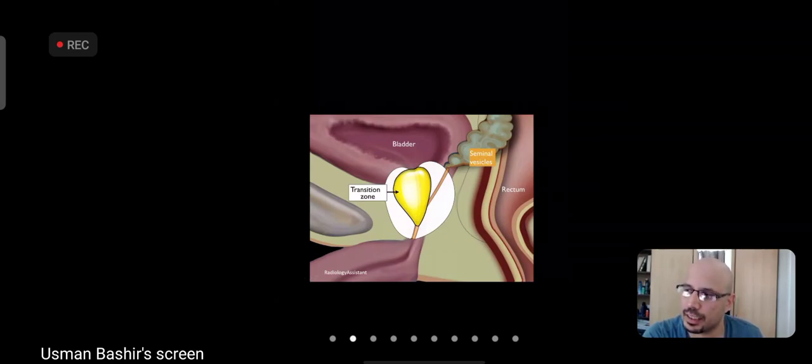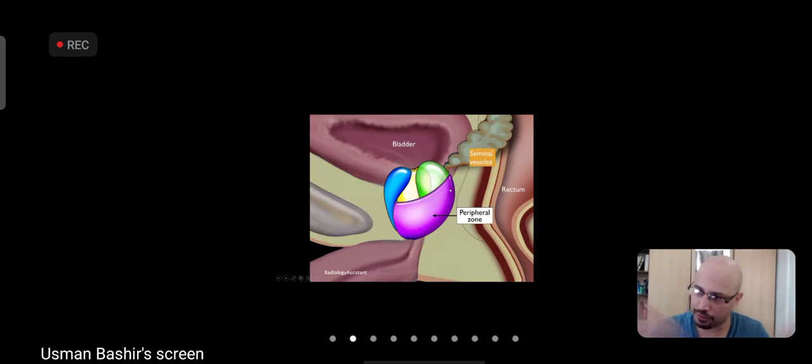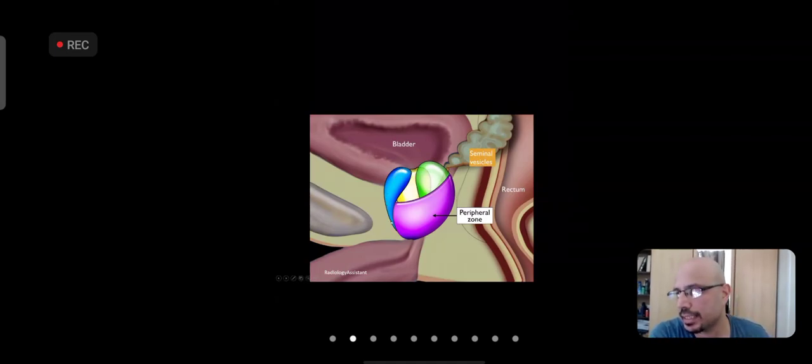I'll show you. So remember, the transitional zone is around the urethra. The peripheral zone is literally coming outside, and the central zone is that inverted teardrop shaped structure, which envelops the ejaculatory ducts, and it converges down like this. The peripheral zone is the bit of the prostate that cups it, and this is the anterior fibromuscular stroma, which is poor in glandular elements, more fibromuscular tissue.